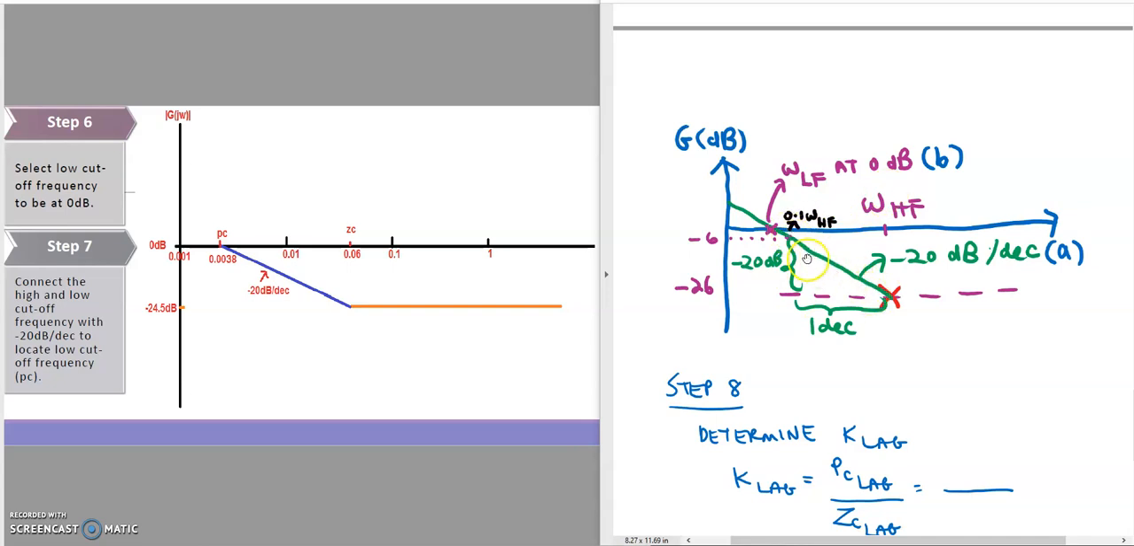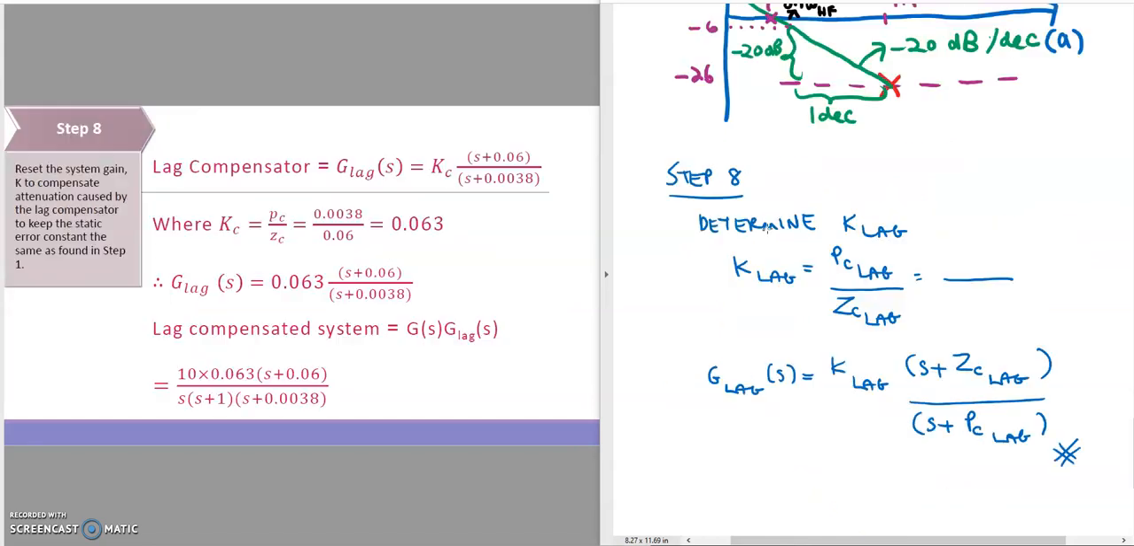Okay, like this. And then you extend the slope until it crosses 0 dB. So this crossing is actually the low cutoff frequency. The crossing between the negative 20 dB slope and the 0 dB line is the low cutoff frequency, which is actually the PC, the pole compensator of the lag compensator. Next we continue on step number 6 to determine K lag, the gain for the lag compensator, which is equal to PC lag divided by ZC lag.